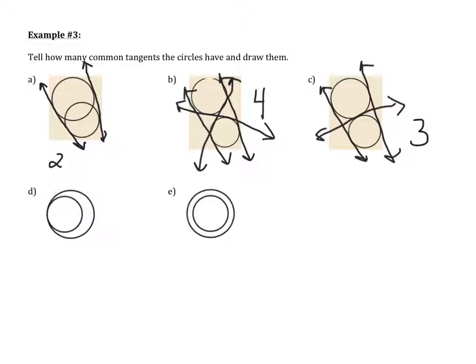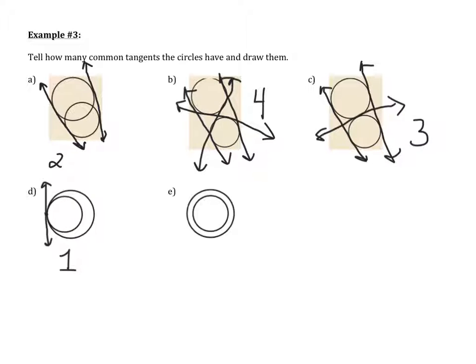For part D, there's only 1. If I draw this line right here, it would be intersecting the circles in one spot at the same time. However, if I draw any other kind of lines, they would be intersecting the circles in more than one spot and therefore not be tangent. So again, just 1 common tangent.